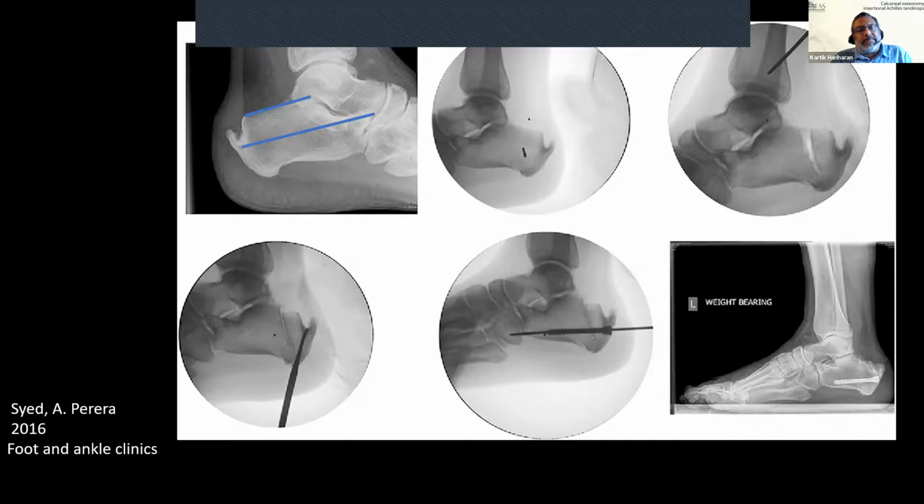Again, Anthony Pereira published in Foot and Ankle Clinics. Inclination of the osteotomy, particularly in situations where the spur is facing directly posteriorly, and angulation of the osteotomy in this fashion seems to decrease the posterior prominence more effectively.